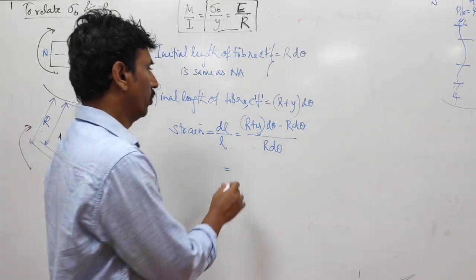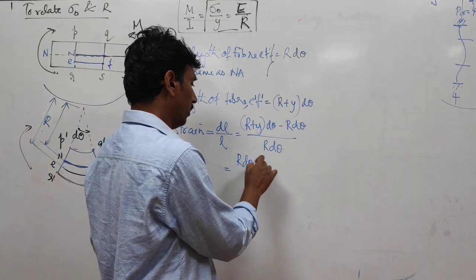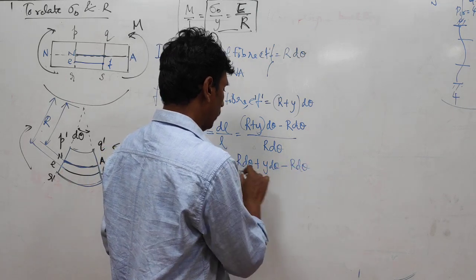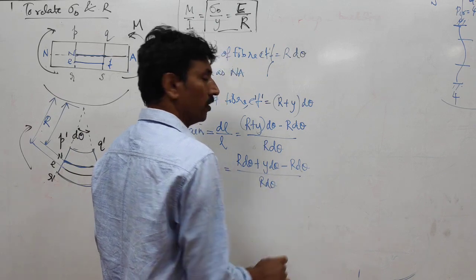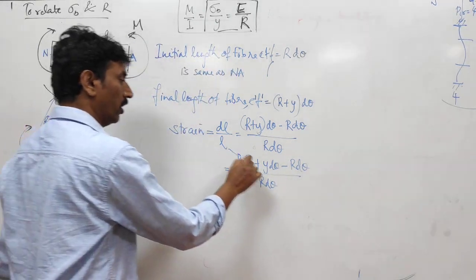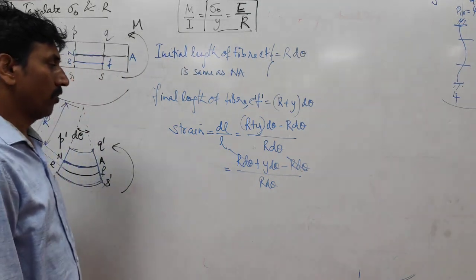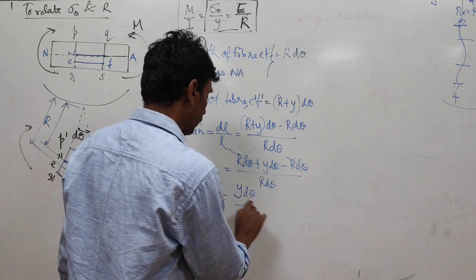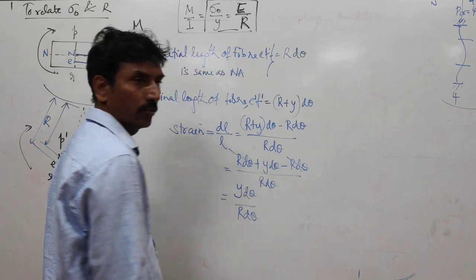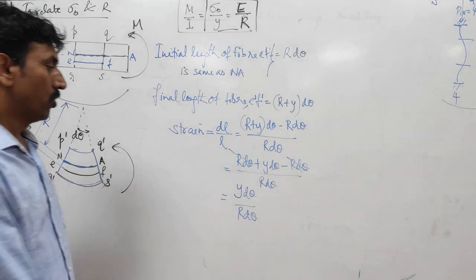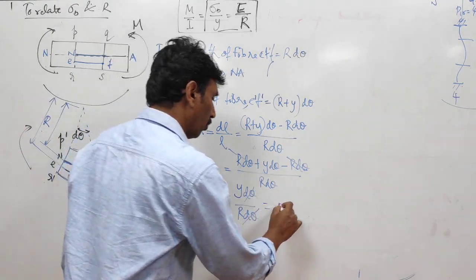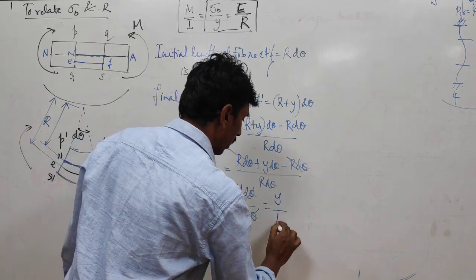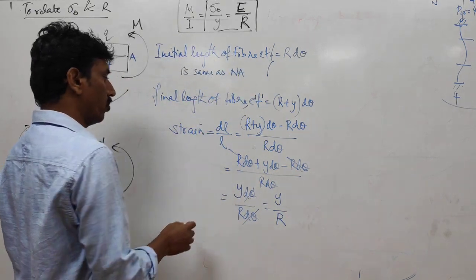So here you can write this as r d theta plus y d theta minus r d theta, divided by r d theta. Here r d theta cancels out. What you are left with is y d theta divided by r d theta. Here d theta cancels out. What you are left with is y by r. So this is actually strain.